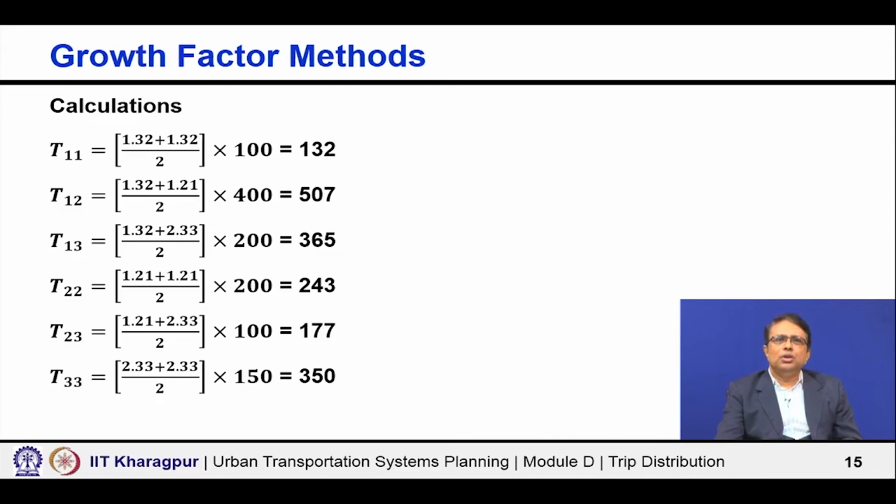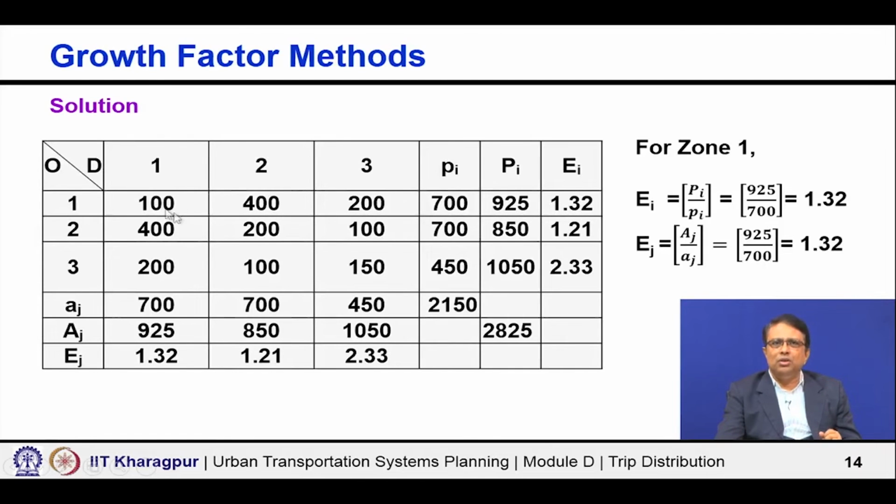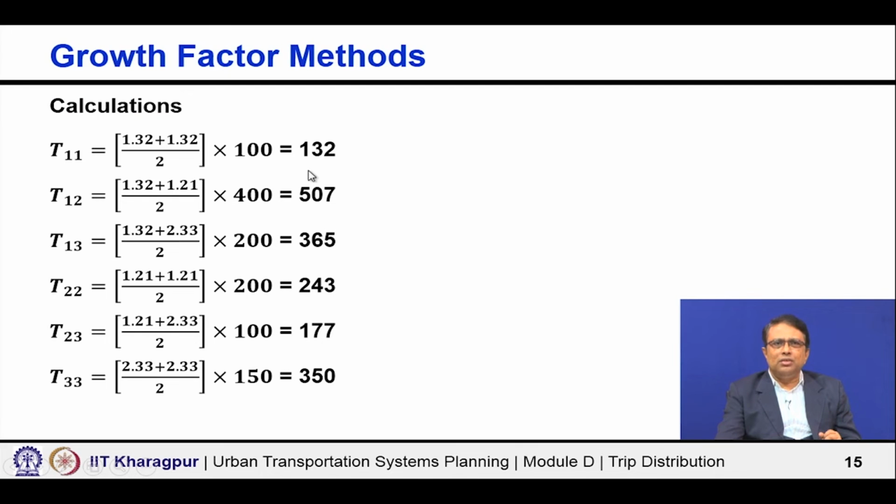Now, what will we do? We know T11 means one end is 1, the other end is also 1. So, the growth at the origin end is 1.32, at the destination end 1.32. So, (1.32 + 1.32)/2 into 100, 100 was the original value, into 1.32. So, you get a total value of 132.